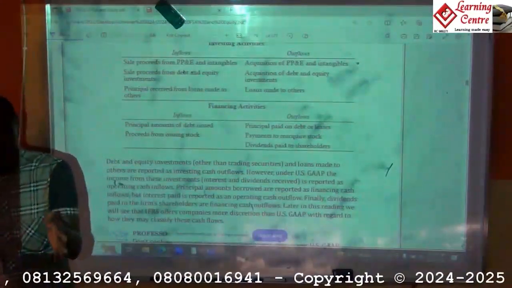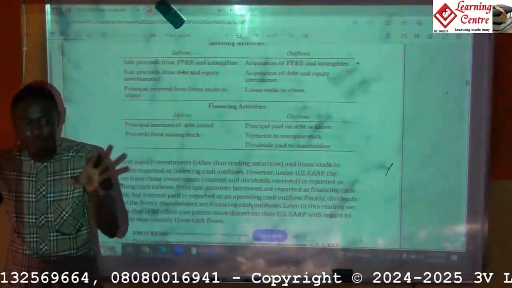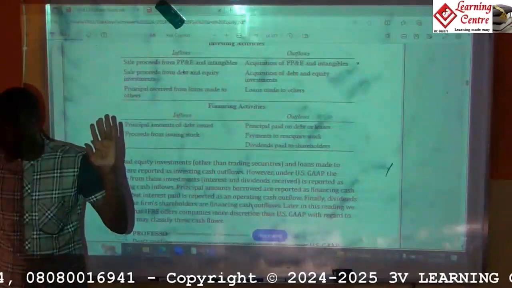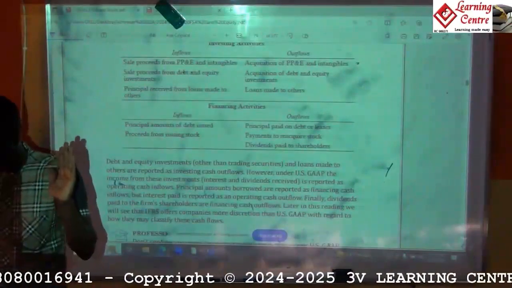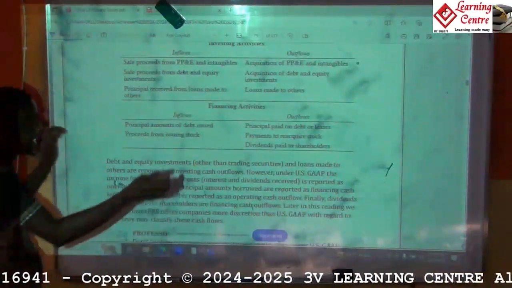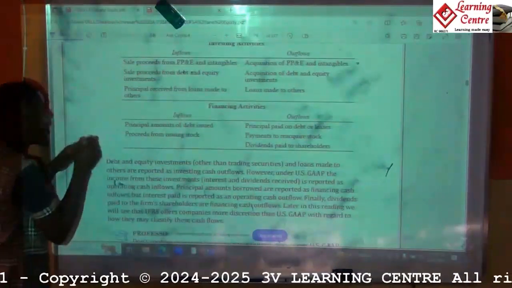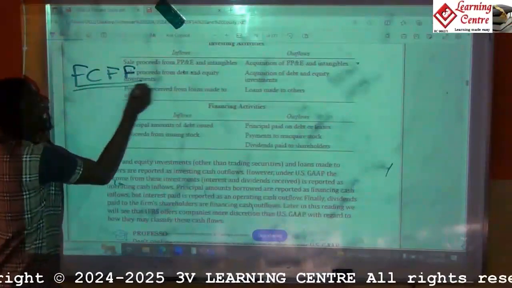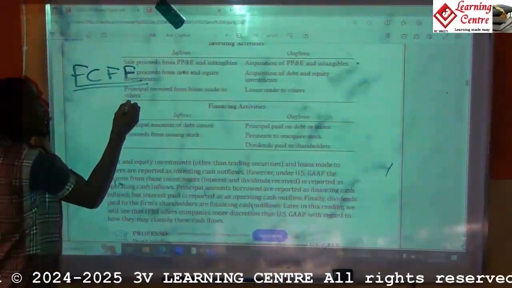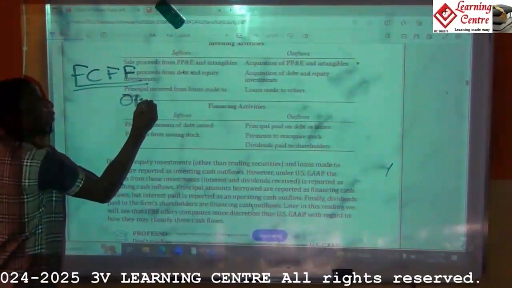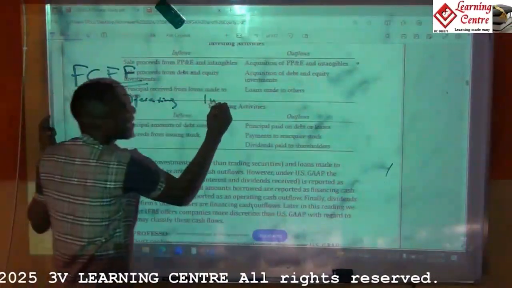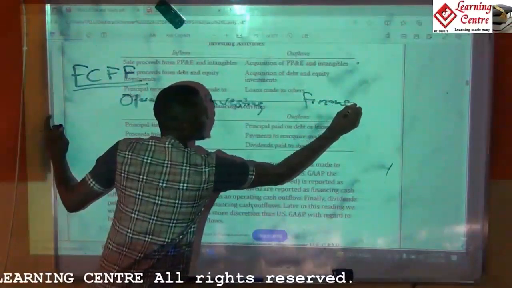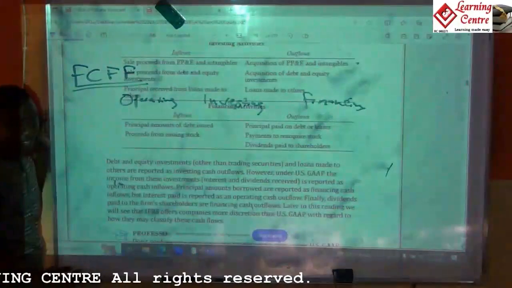While free cash flow to equity is the total fund available to all providers of equity. So it's quite easy. So let's start with free cash flow to firm. This one is very good; we need it for your level 1 and level 2. So remember operating cash flow. You can use this method to remember investing and financing activity. Operating, investing, and financing.